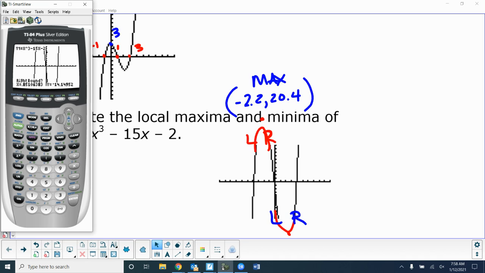So minus 11, negative 14, 16, 19, 21, 22, 23, 24, 24, 23, 22, 20. So it's starting to come back up. So I know I'm right of it. I hit enter and then enter, and it'll tell me the minimum. 2.2, negative 24.